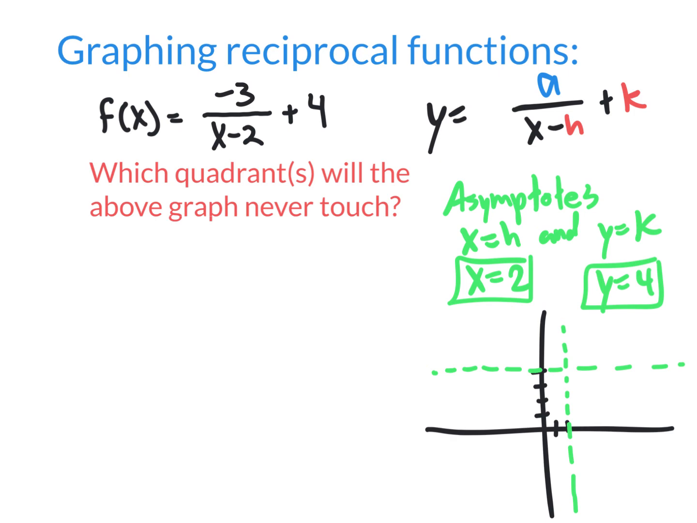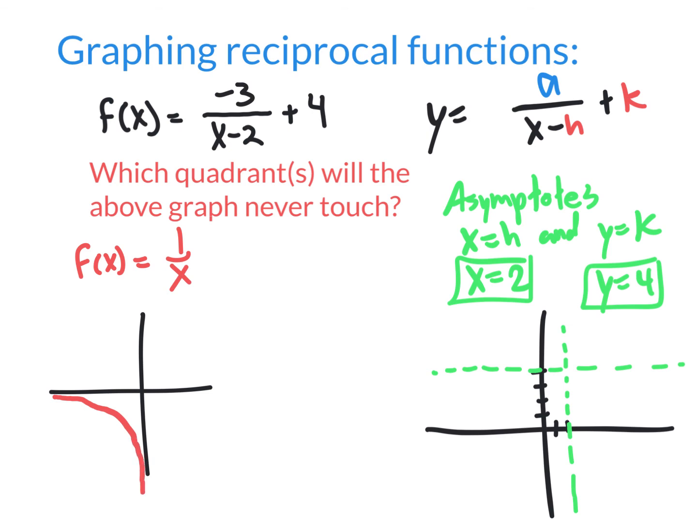And at this moment, let's pause to know where our graph is going to be at. Let's reflect on the original parent graph. The parent graph is f of x equals 1 over x. And we should all remember that that produces this graph. Wow, that's ugly. But yeah, you get the idea. It's in quadrant 3. And this one over here, quadrant 1. With the asymptotes being at x equals 0 and y equals 0.